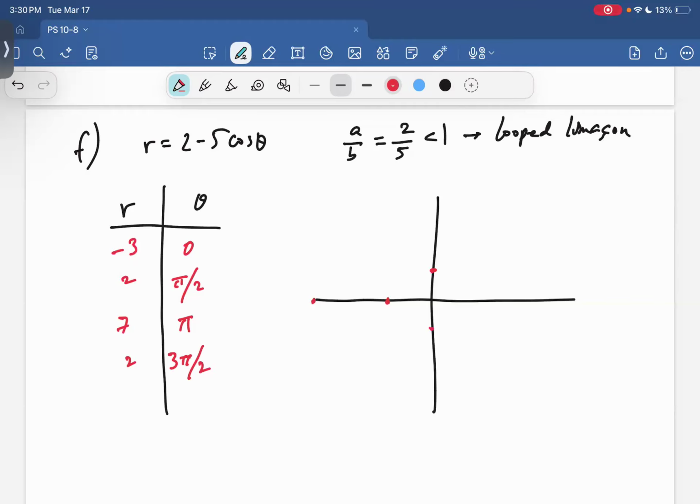All right, so this is going to be looped, remember? So we're starting here, and then it's going to loop like that. And then the other side of the loop has to pass through the origin. Should be rounder. Okay, something like that.